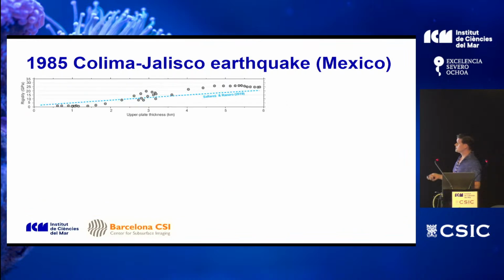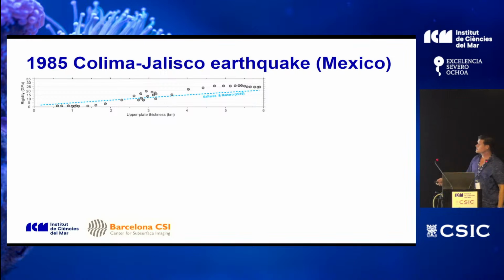So the first one that I want to show is the classic rigidity versus upper plate thickness, which is similar to what Valentina and Cesar presented in their study. And what you can see is that the gray dots are the values from our tomographic line, and they actually coincide quite nicely with the global trend presented in this paper, which was expected.